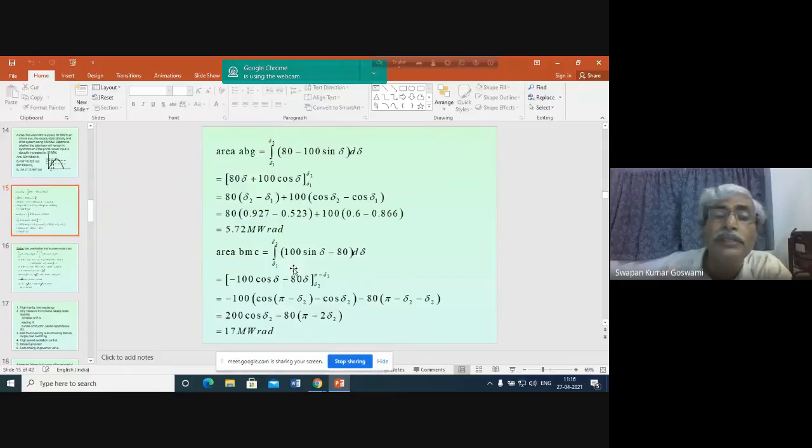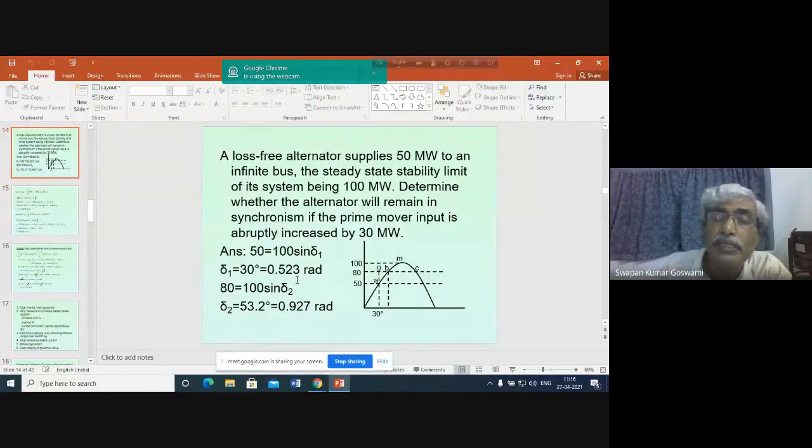That indicates that the generator will be able to maintain synchronism, and it will swing somewhere here up to this point. It will not move up to this point because this area is much greater. So where will it stop increasing delta? It will stop increasing delta at the point where the synchronous speed is restored. Maybe somewhere here it will be restored, because there this area and this area may be equal. So it will swing up to that point when the synchronous speed is restored.